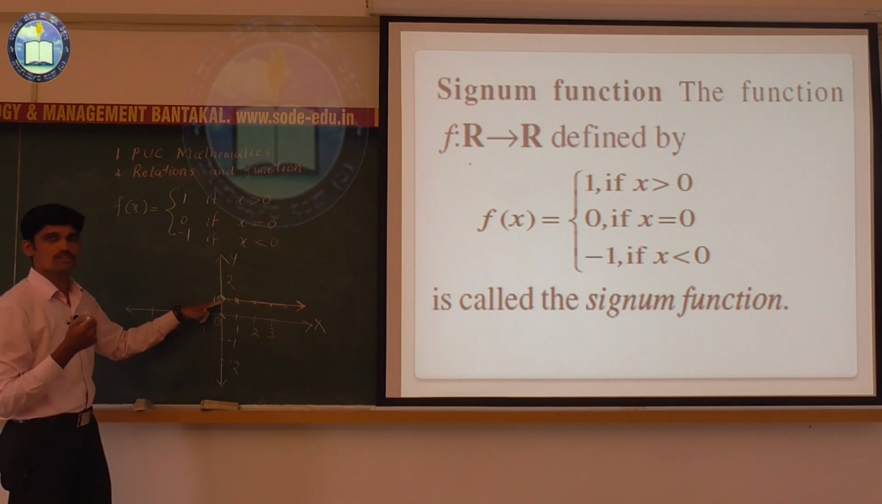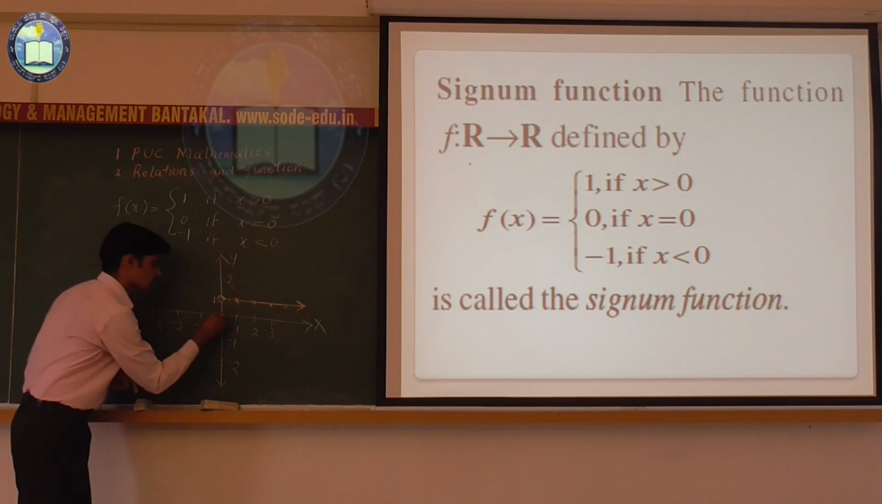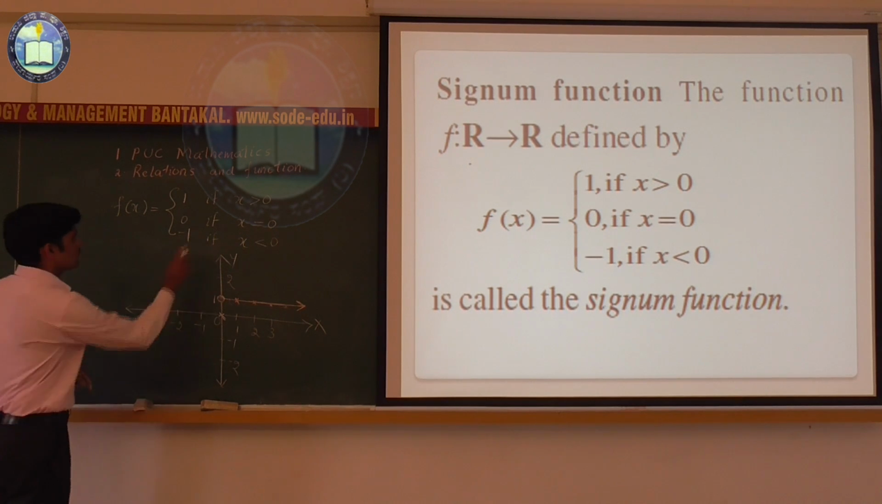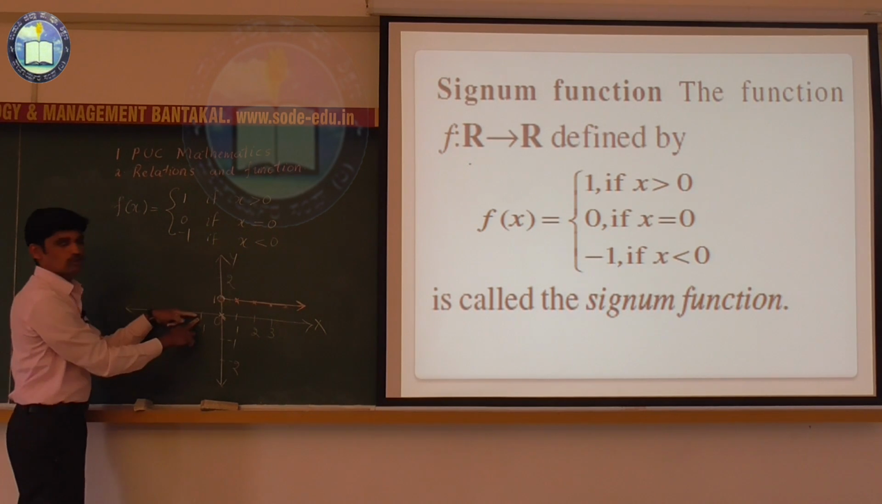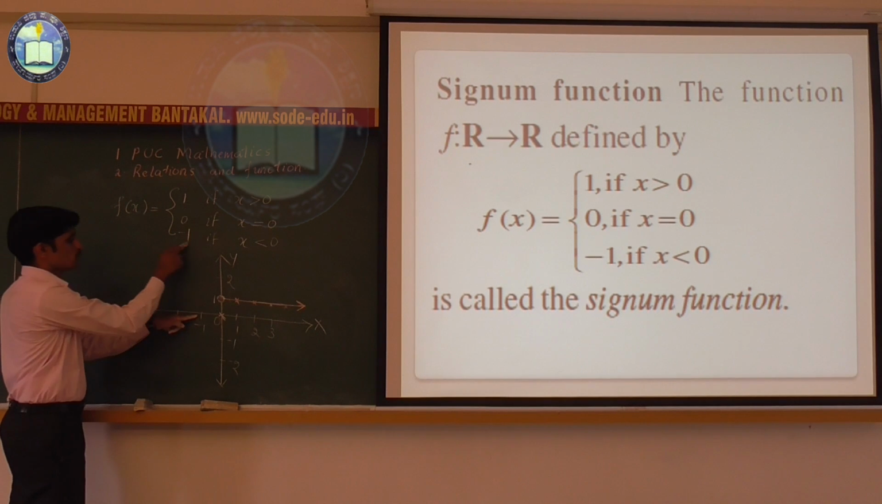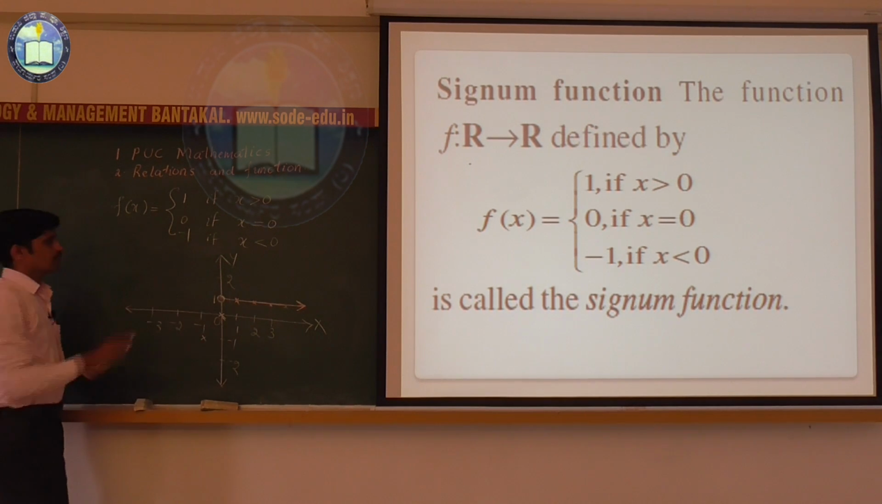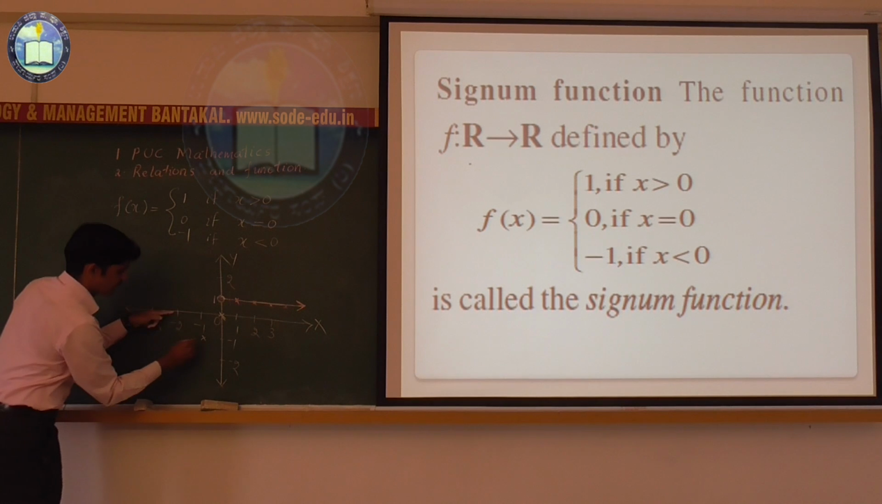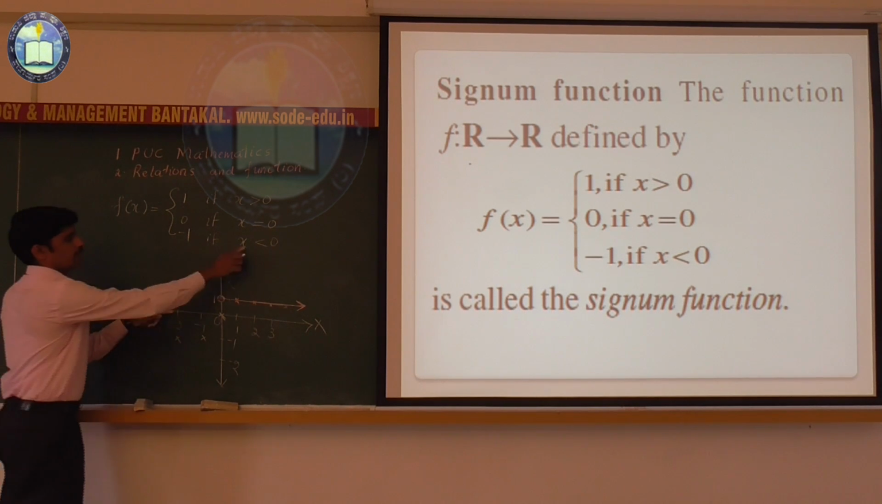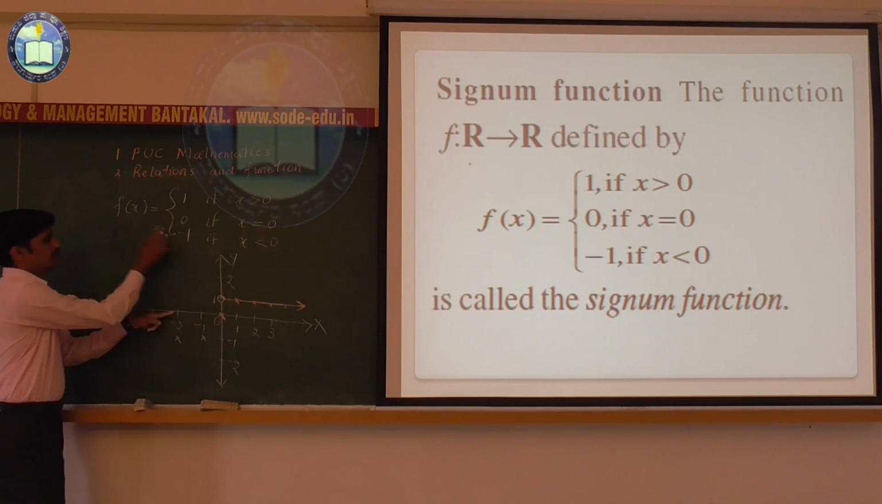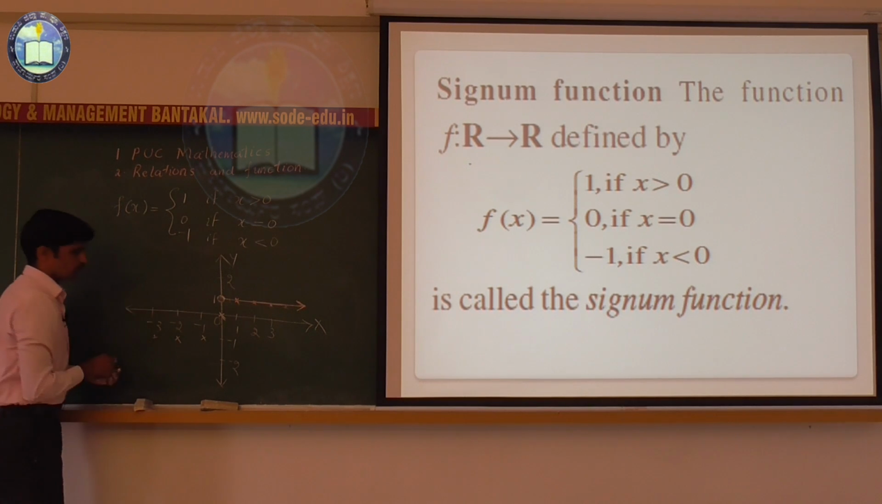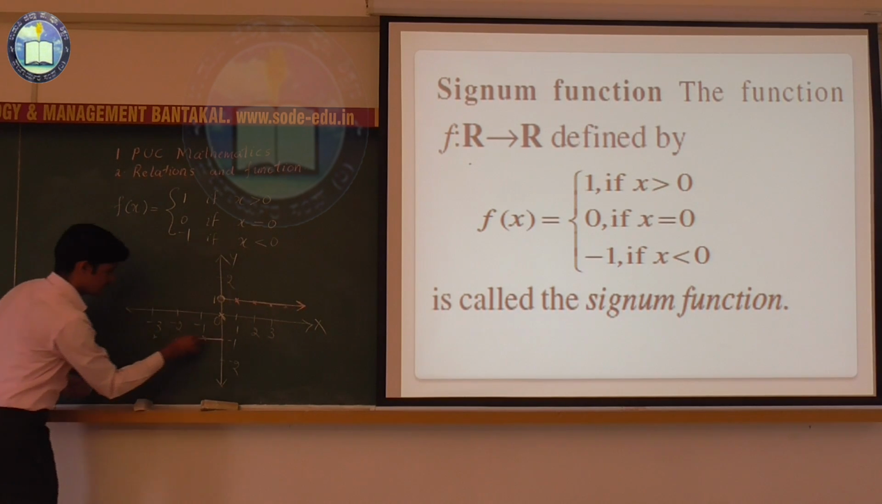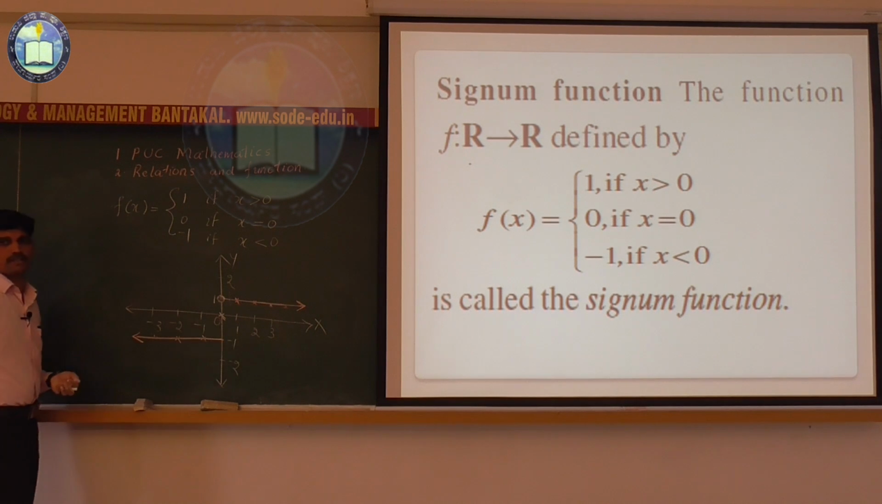When x equal to 0, this is not the value. When x equal to 0, this is the value. And for all x less than 0, let us give x equal to minus 1. F of minus 1 equal to minus 1. When we give x equal to minus 2, f of minus 2 is also minus 1. When we give x equal to minus 3, f of minus 3 is also equal to minus 1. So for all x less than 0, this is the graph of the function.